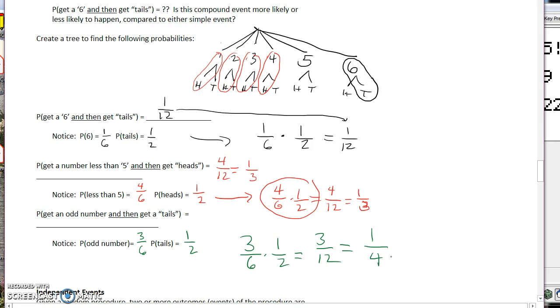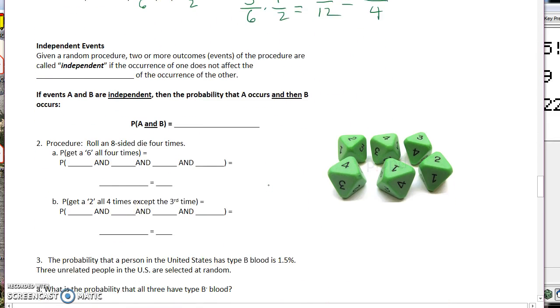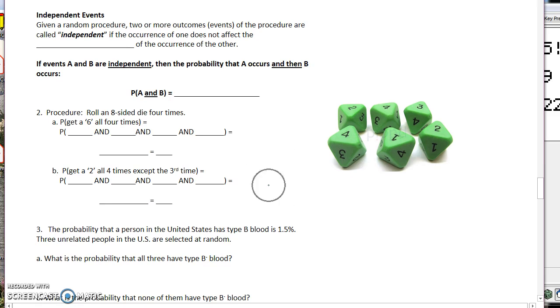These events up here, I want you to think about flipping a coin and rolling a die. Does the probability of rolling a die affect the probability of flipping a coin? I don't think they have anything to do with one another, okay? One's not affecting another. So these are called independent events.